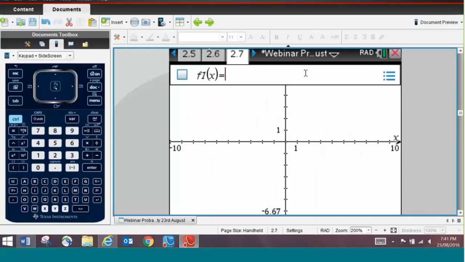Okay, so moving along, the other thing that we can do with the Poisson is actually enter that Poisson PDF into our screen.